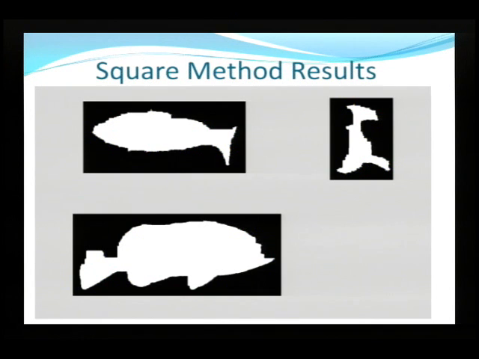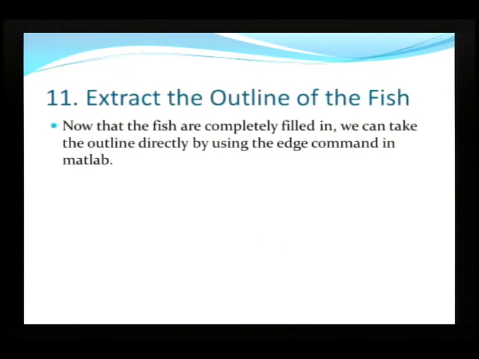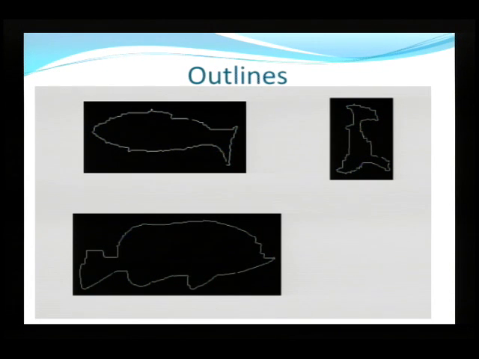So these are results after applying the square method with a square of size 31 by 31. You can see the outline is pretty well defined. So then the fish are completely filled in, and we can take the outline directly by using the edge command in MATLAB. And these are the pictures of all the outlines that I got.